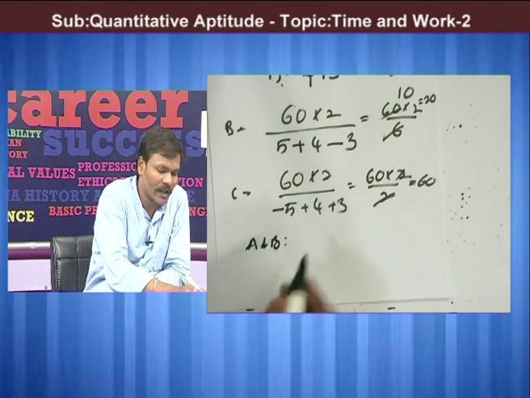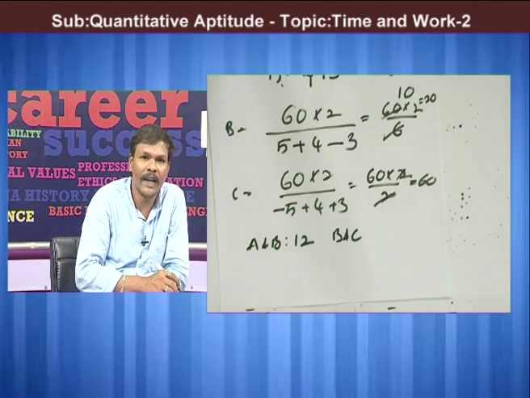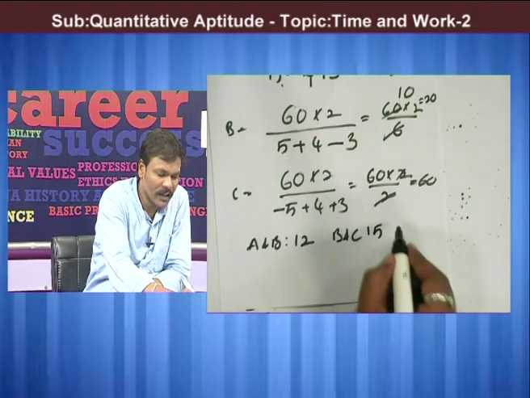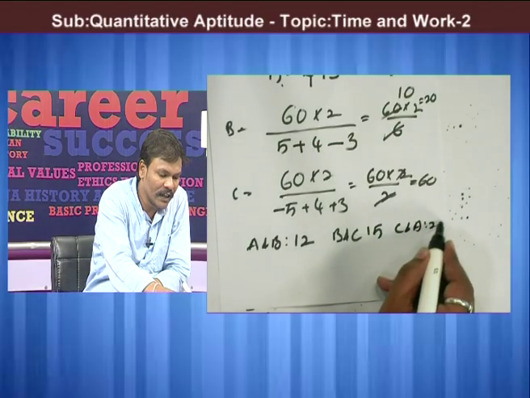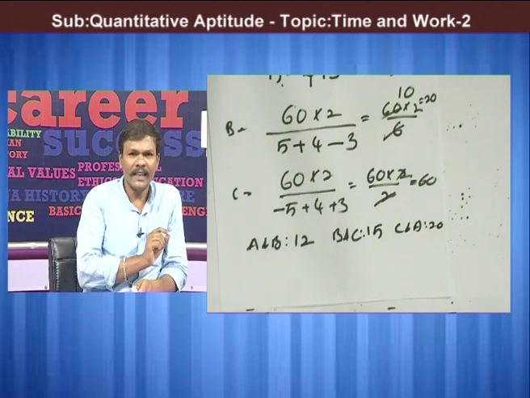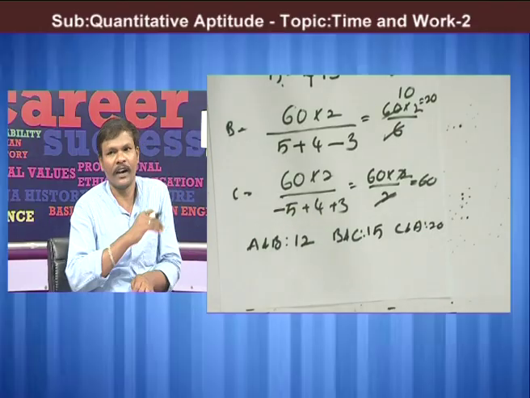A and B is 12. B and C, what is that? It was 15. What is the last one? C and A, what is it? 20. Okay, clear. First, you have to arrange in ascending order. What is that ascending order? 12, 15, 20. Right, it is already in ascending order.